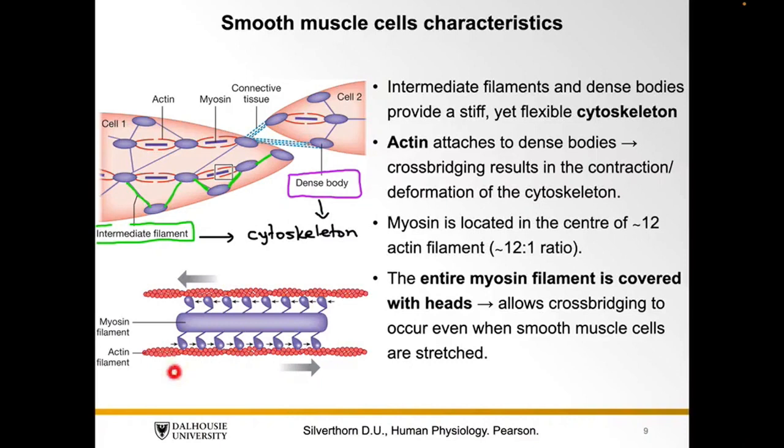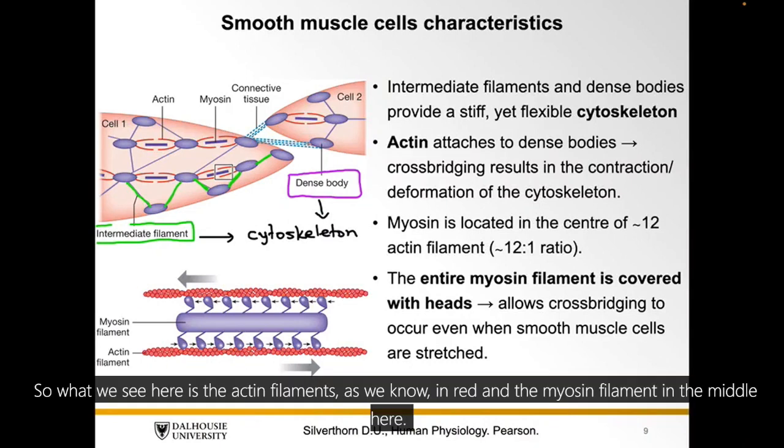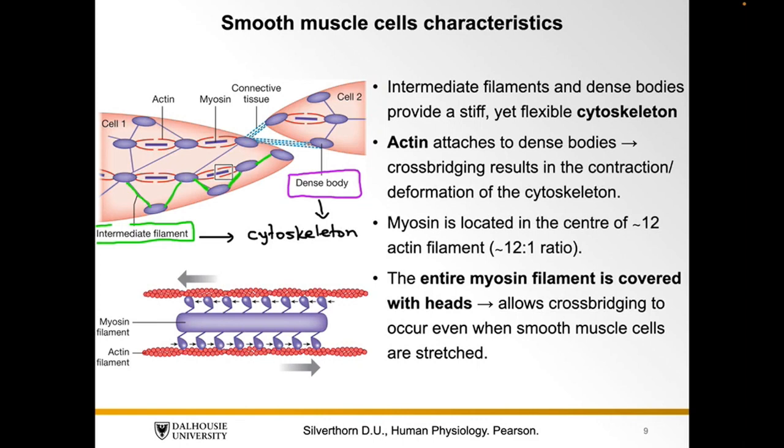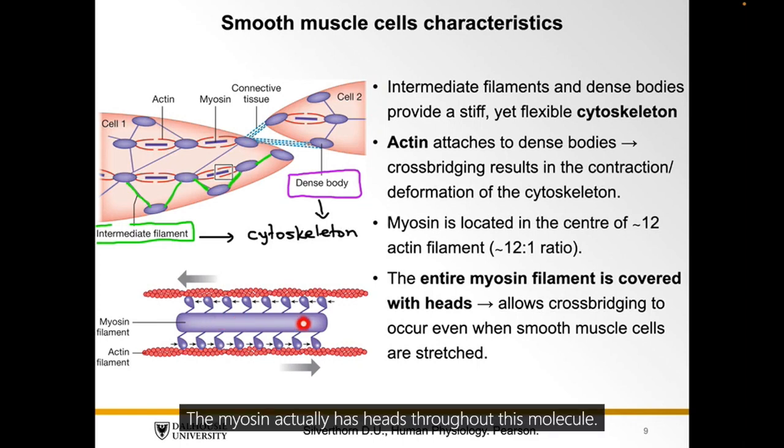Now, let's shift our attention to the bottom cartoon here. So what we see here is the actin filaments, as we know, in red, and the myosin filament in the middle here. There's one thing that you should recognize that's different from skeletal muscle. The myosin actually has heads throughout its molecule.